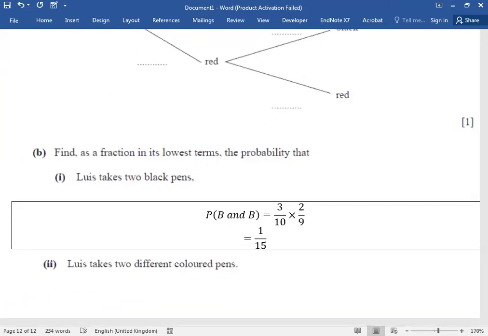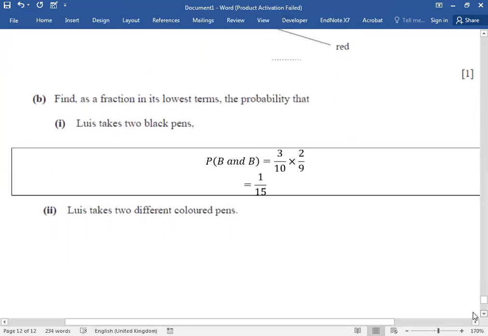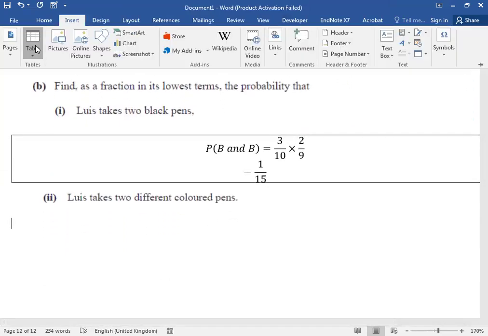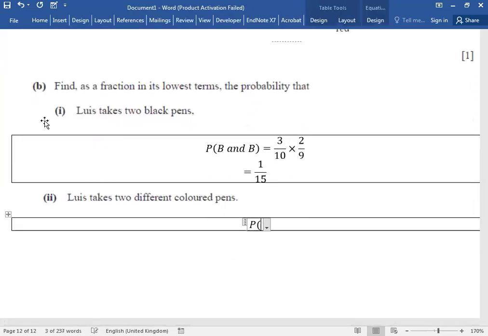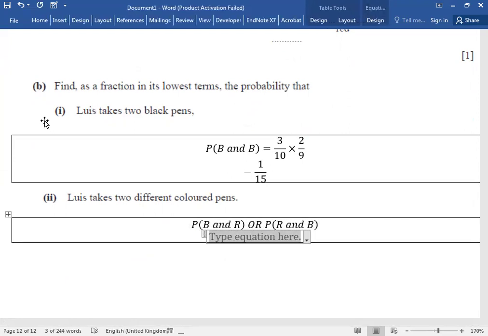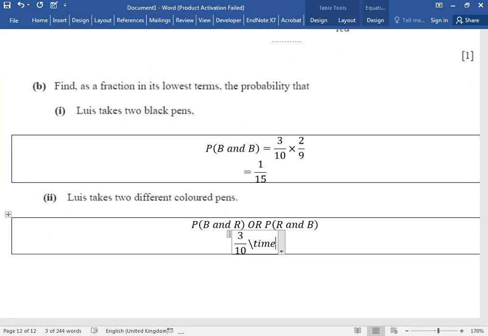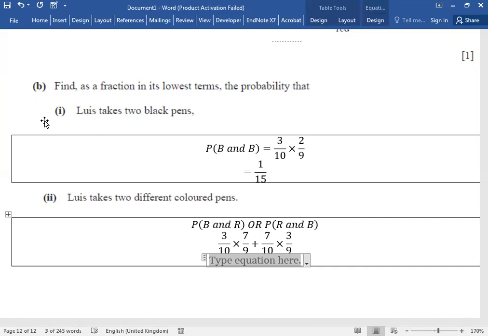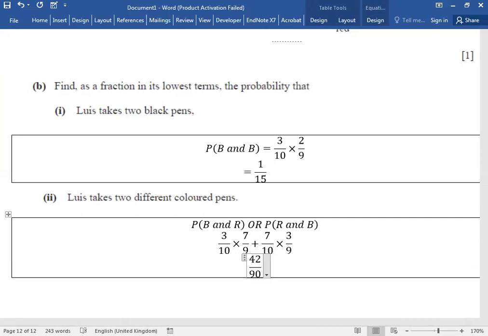Two different colored pens. So what path do I have for two different colored pens? Black and red, or red and black, so the first is black and the second is red, or the first is red and the second is black. So that is 42 upon 90. Simplify.